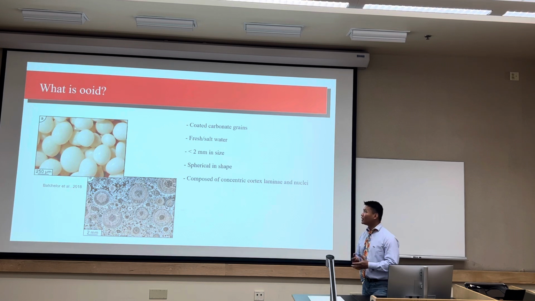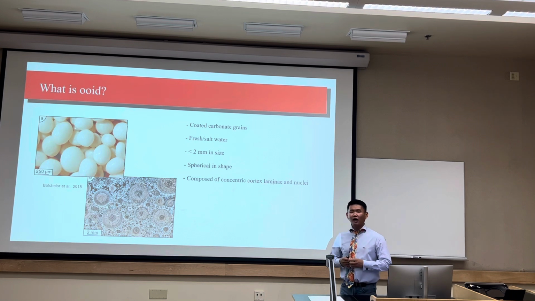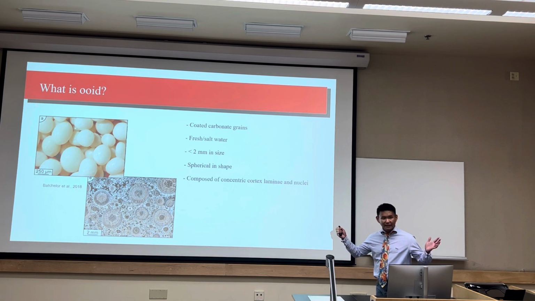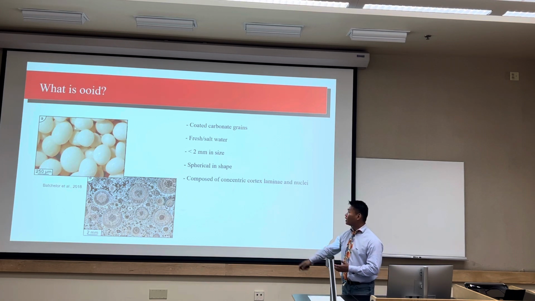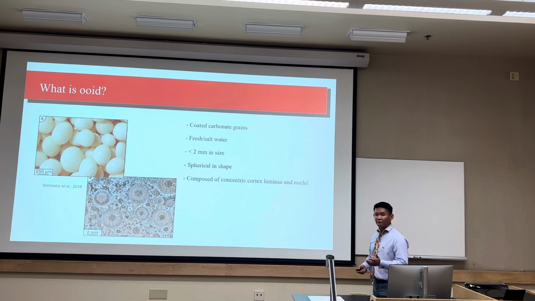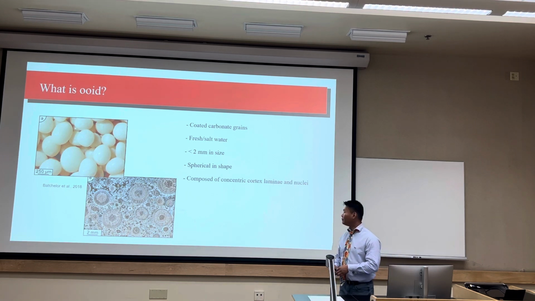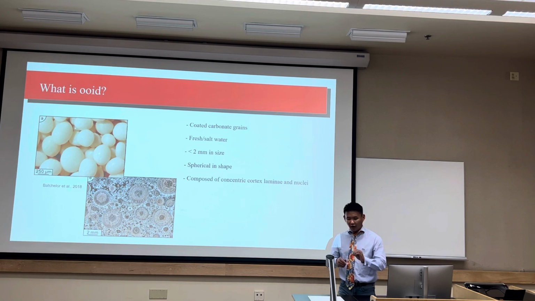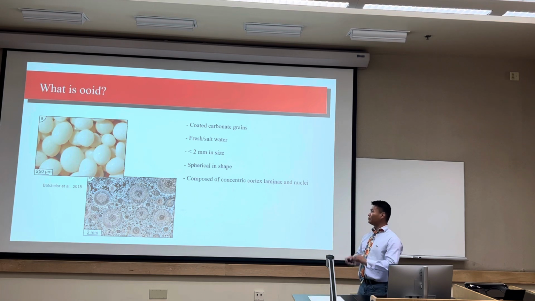But first, what are ooids? Ooids are coated grain sedimentary rocks, and they can be found pervasively in the geologic record and also in the modern environment. They can be from fresh water and salt water. The size is really small, less than 2 millimeters, and the shape is spherical, usually composed of concentric cortex laminations, with a nucleus in the middle. It looks like that.